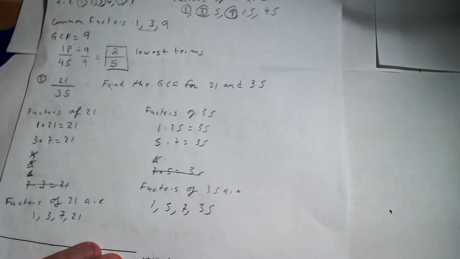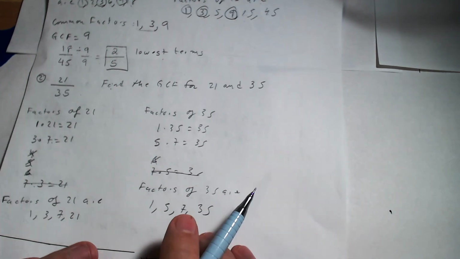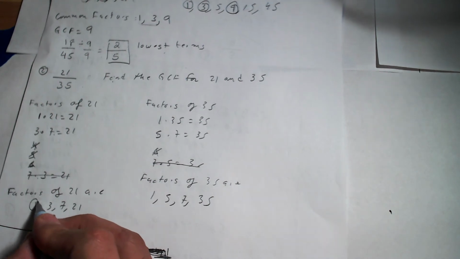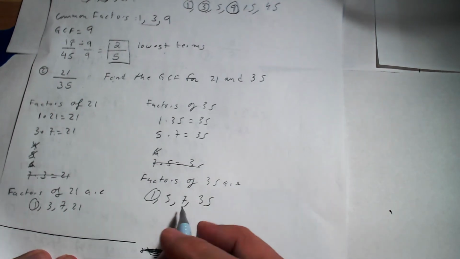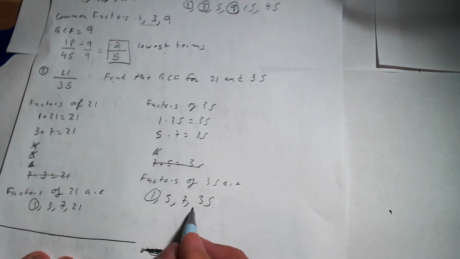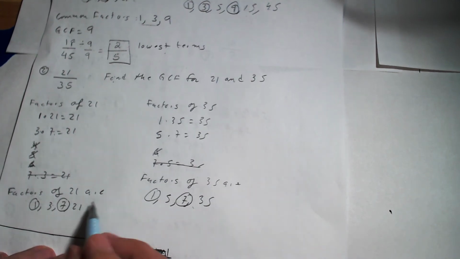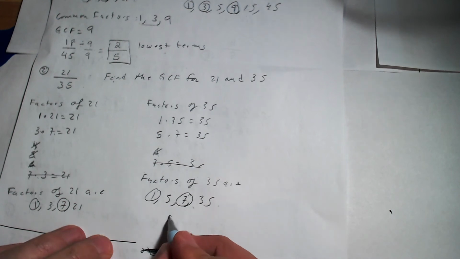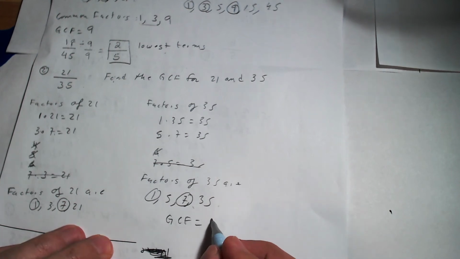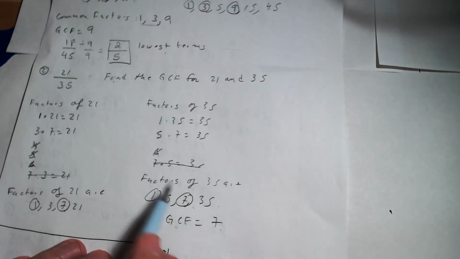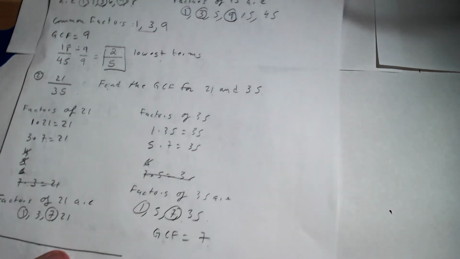So what do they have in common here? This one has a 1, this one has a 1, this one has a 3, and this one doesn't have a 3. There's a 7 in both of them. 21, but not here. So the GCF is gonna be what, 7. So that's the greatest common factor for 21 and 35.